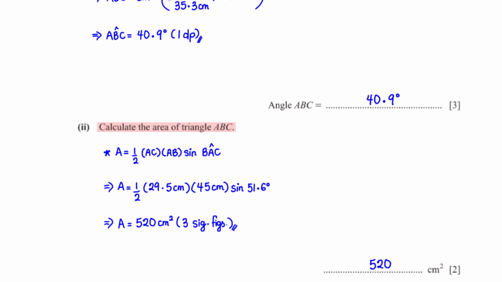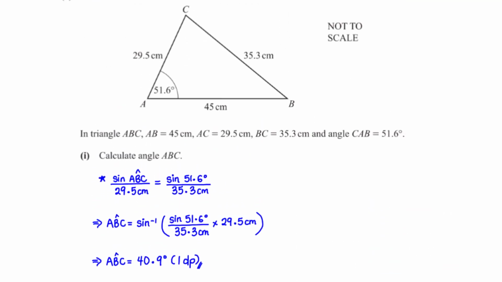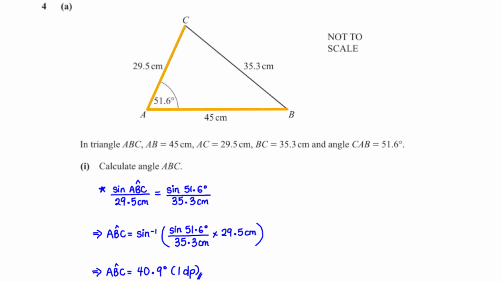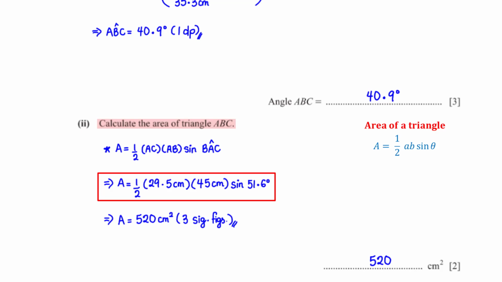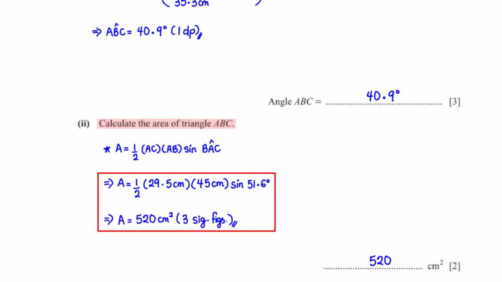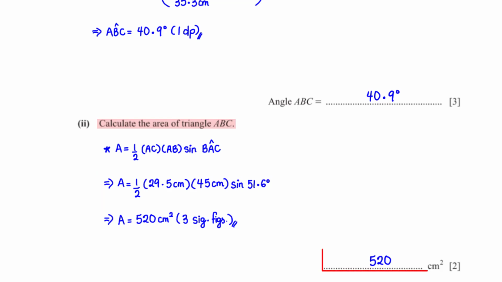Calculate the area of triangle ABC. To get the area of the triangle, we apply this formula. If we pick these two sides of the triangle, then we need to pick the angle between the two lines. So we have half of 29.5 centimeters times 45 centimeters times sine 51.6 degrees. When we type this into the calculator, we get 520 centimeters squared rounded to 3 significant figures.